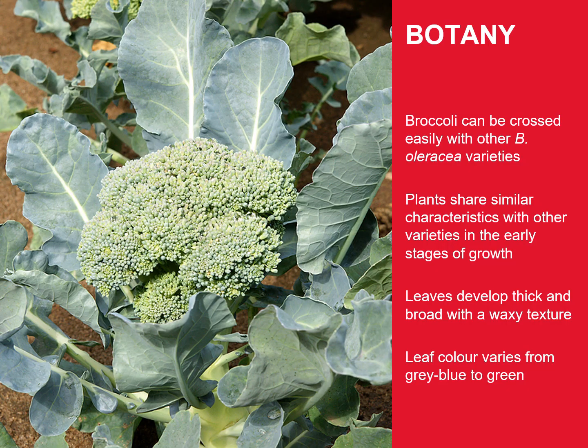Broccoli can be crossed quite easily with other Brassica oleracea varieties. The plants share similar characteristics to other varieties in the early stages of growth, so you can't really tell the difference between a cabbage plant and a broccoli plant, for example, before a certain stage of development. The leaves, like cabbage, are quite thick and waxy, and they tend to be quite broad. The leaf colour of broccoli plants tends to range from a greyish blue colour to green.